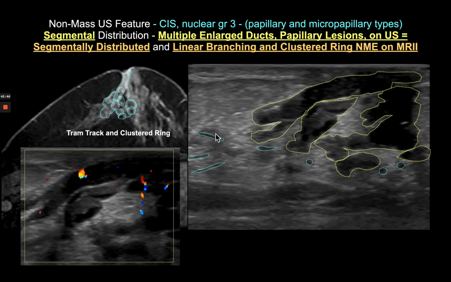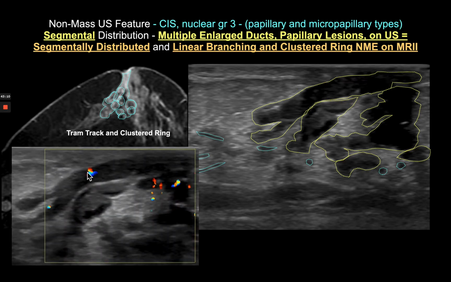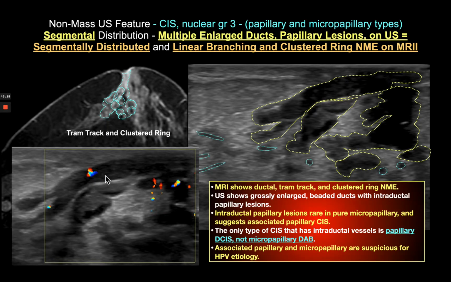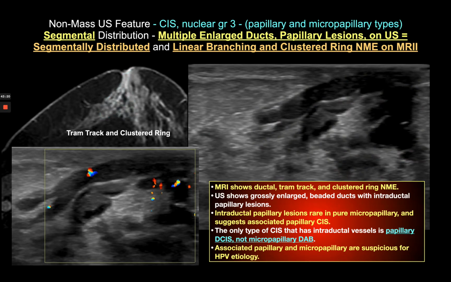So what we know is that there's either benign papillomas or there's papillary carcinoma in this duct in association with probable micropapillary. And this is something that Laszlo and I both believe is HPV related. So when we see a combination of papillary intraductal lesions together with what looks like micropapillary DAB, we think underlying HPV. Notice that there's clear-cut intraluminal vessels here, not at all typical of just micropapillary, solid or cribriform.